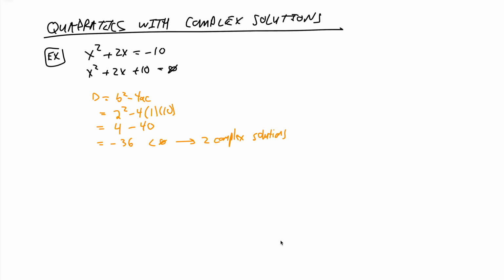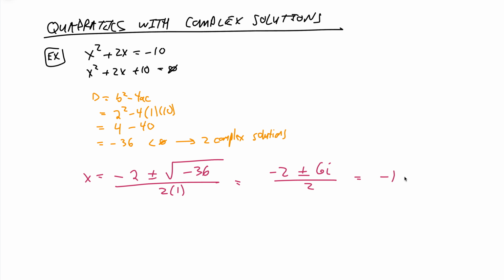Let's solve what those complex solutions are. So using this, I'll set it up: negative b plus or minus the square root of b squared minus 4ac, which is the square root of negative 36, all over 2 times a, 2 times 1. Okay. Negative 2 plus or minus the square root of 36, which is 6. The negative under the root can be used up by putting an i in. Over 2, this is going to be negative 1 plus or minus 3i. So those are my two complex solutions.